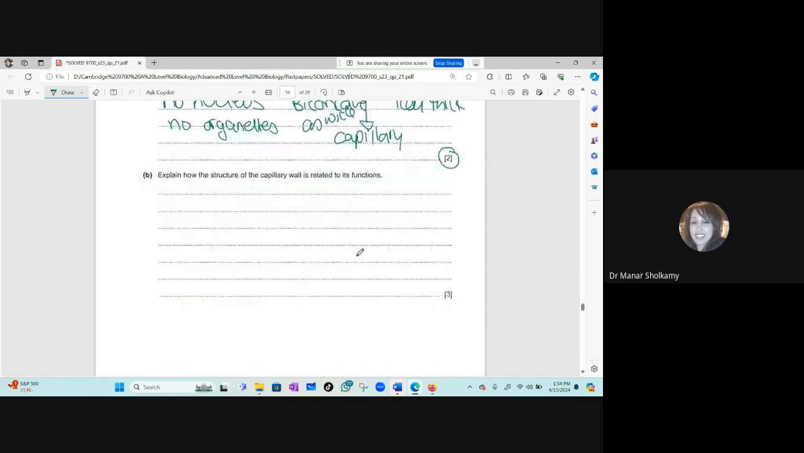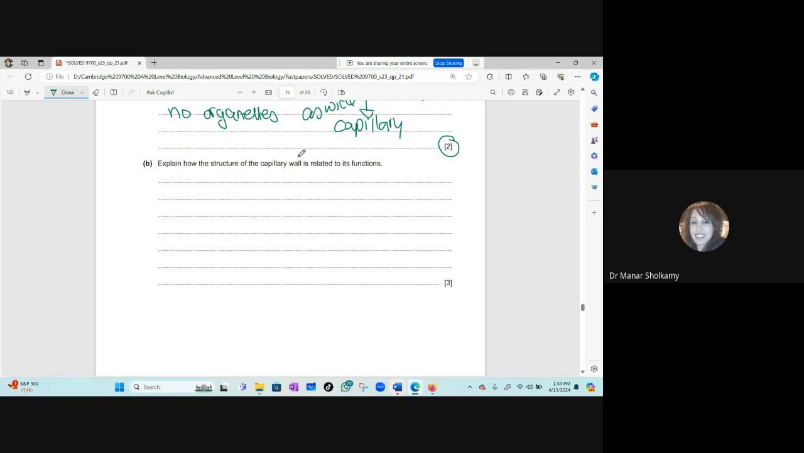Okay, easy question. Let's finish. Explain how the structure of the capillary is related to its function. Believe me, this is an O-level question. What are the adaptations of a capillary? One cell thick. Yes, and why is this important? To allow a short diffusion distance. Shorter diffusion distance. What else? I want 3.